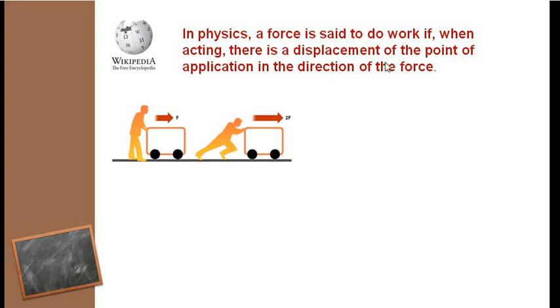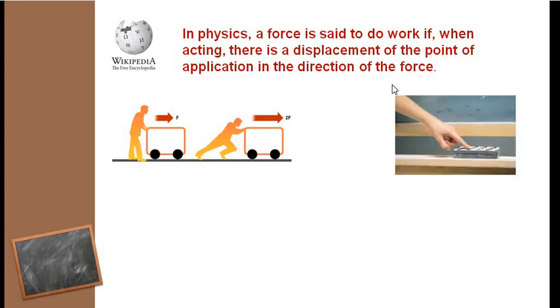Now let me ask you, where is the point of application of the force? Is it on the truck? It's here and here. Now, when we say that the truck is moved from the initial position to the final one, this is equivalent to the point of application of the force being moved from the initial position to the final position. In this way, we have a displacement of the point of application of the force in the direction of the force, and in this case, we can say that the force does work.